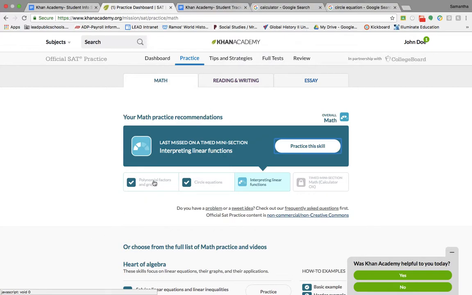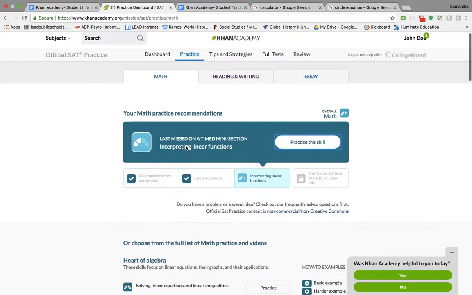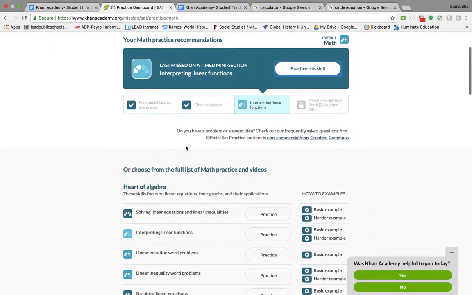Now, for sake of time, I've already done the first two practices, and I'll explain our scores and how that looks in about 10 minutes. But I want to focus now on interpreting linear functions. Again, step 5 says that I'm going to scroll down the screen and find it. So I need to find interpreting linear functions. So I'm going to scroll down.